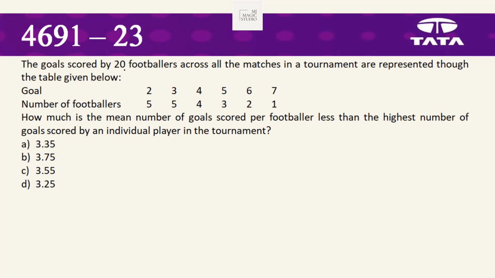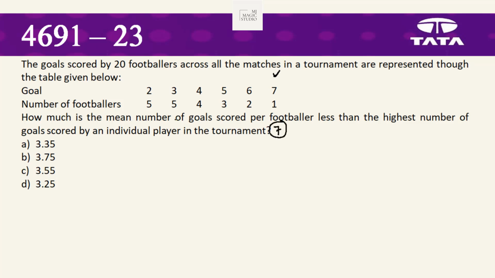The goals scored by 20 footballers, 5, 5, 10, 7, 20, across all the matches in a tournament are represented through the table given below. How much is the mean number of goals scored per footballer less than the highest number of goals scored by an individual player in the tournament? Highest number of goals scored is 7.